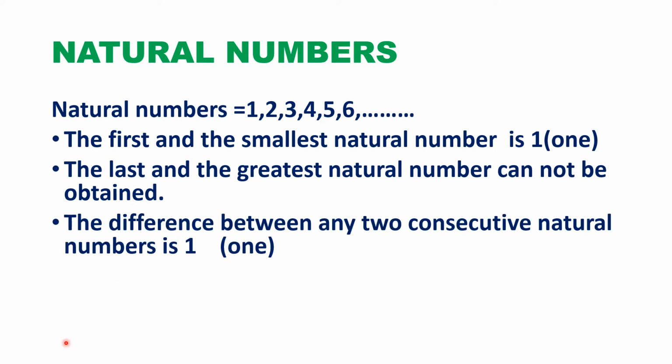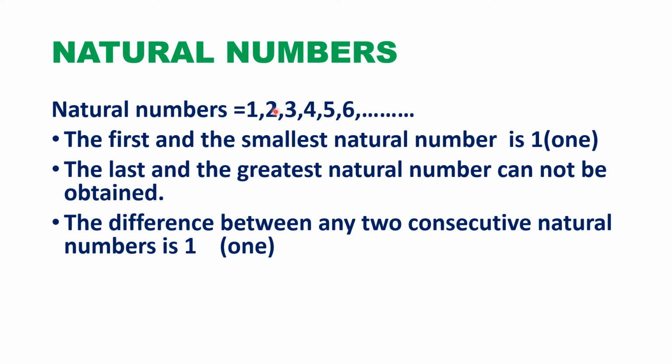Then the difference between any two consecutive natural numbers is 1. What do you mean by consecutive? Consecutive means which comes after. Like, what is the consecutive number to 2? 3. 2 and 3 are consecutive numbers. That is, they come one after the other.